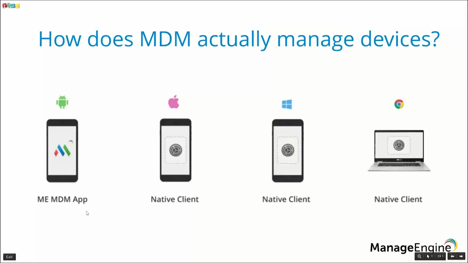And when it comes to Android, you need to necessarily have the ME-MDM app deployed. So when you enroll a device, an app gets downloaded, which then needs to be configured for the device to communicate with the server. But when it comes to Apple, Windows, and Chromebook, you don't need to necessarily have the ME-MDM app deployed on these devices. We just leverage the native OS client available on these devices, and we'll just install the MDM profile on the OS in order to take control.